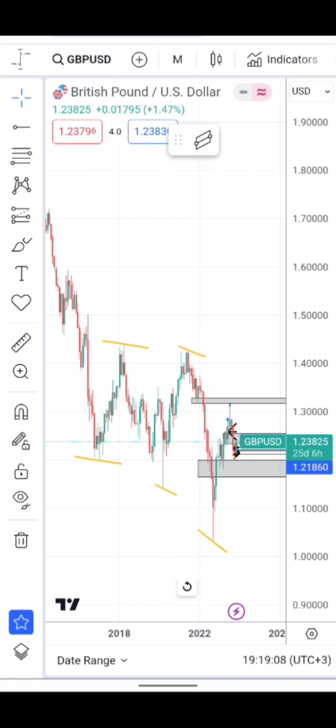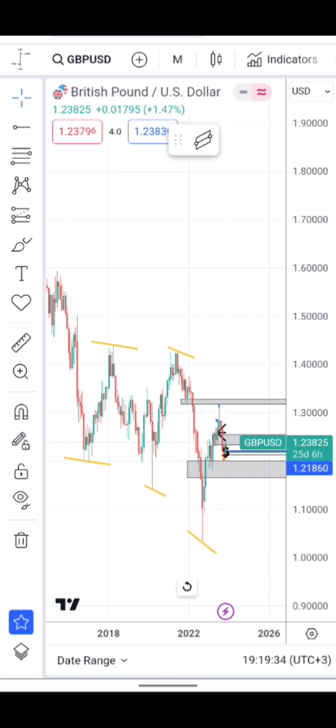So starting off with GBPUSD, this is TradingView. I'm using the browser version, mobile phone platform. Starting off with the monthly time frame down to the lower time frames. So on the monthly time frame, GBPUSD outlook, market structure.